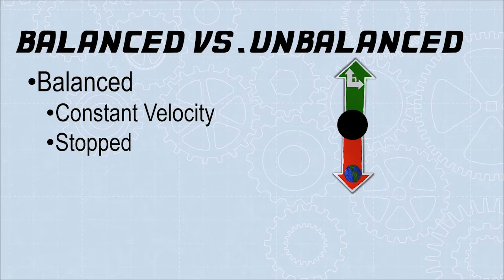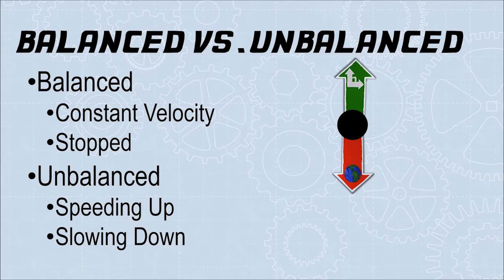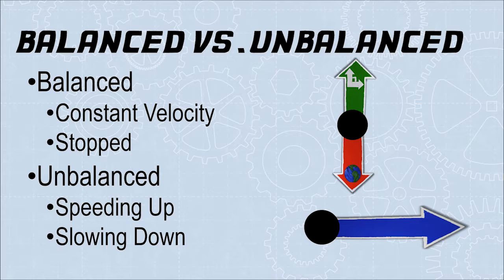When the forces opposing an object are unbalanced, the object is either speeding up or slowing down. When forces are unbalanced, one force pulls more than the opposite force. For example, this horizontal applied force is pulling more than this horizontal friction force. These unbalanced forces create acceleration.